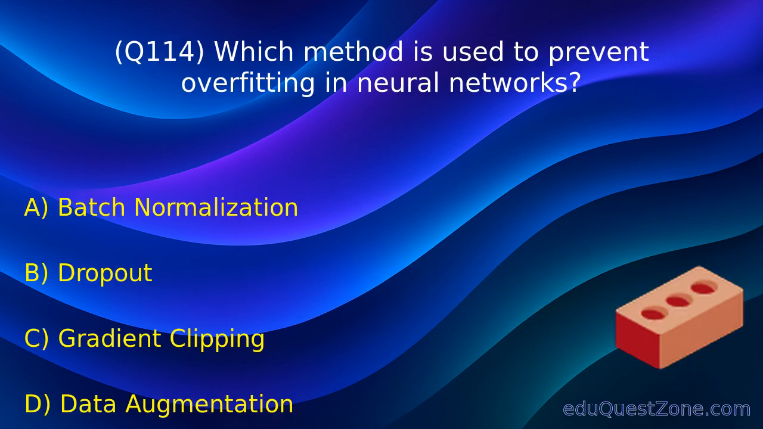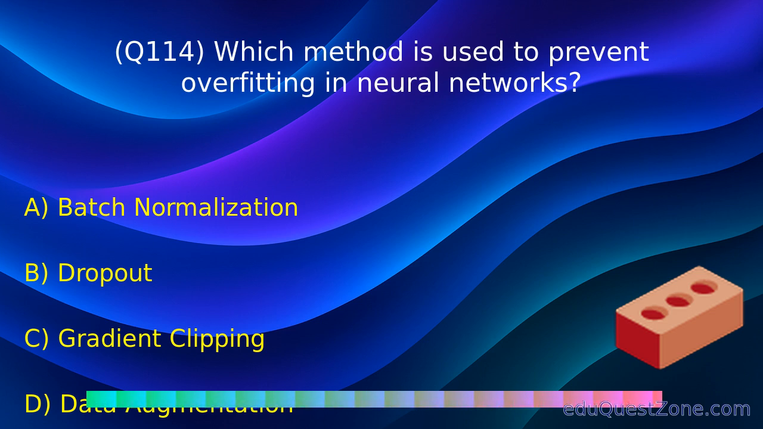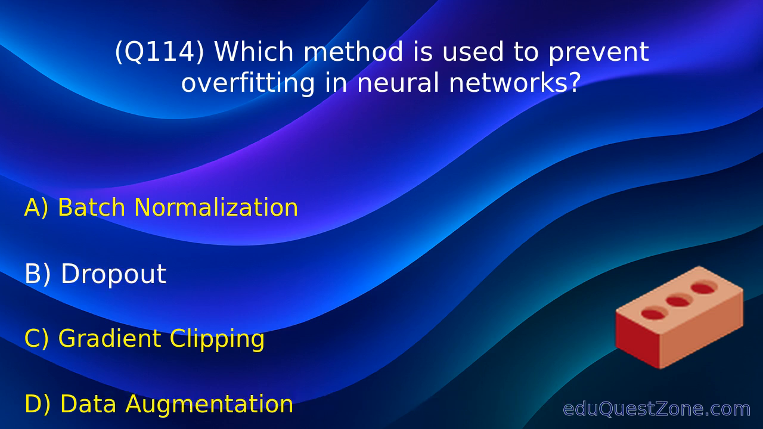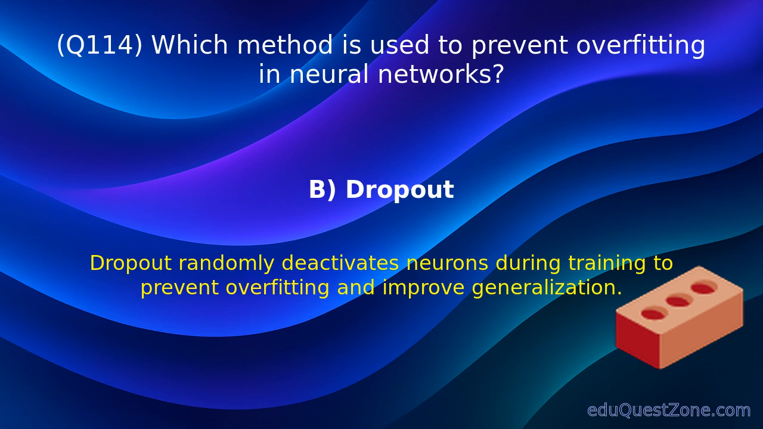Question number 114. Which method is used to prevent overfitting in neural networks? Option B. Dropout. Dropout helps avoid overfitting by randomly disabling neurons during training.